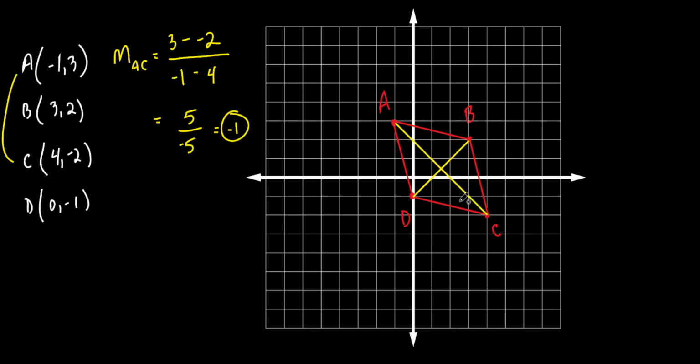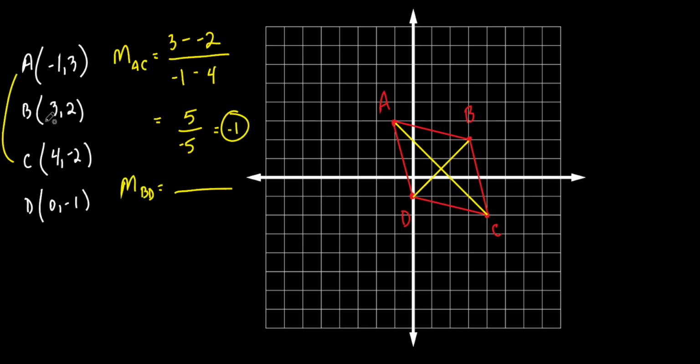Now, what should the slope of BD be equal to if they're perpendicular to each other? It should be +1. That's right. Okay? Because the reciprocal of 1 is just 1, right? But then you do the negative of it, or the opposite sign, to be a +1. So now let's do the slope of BD.